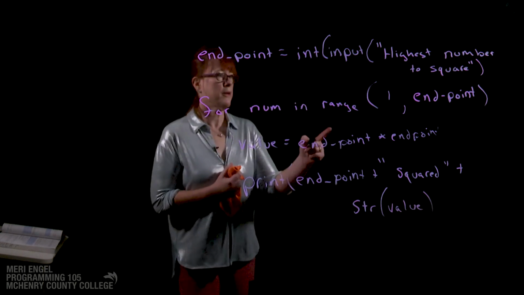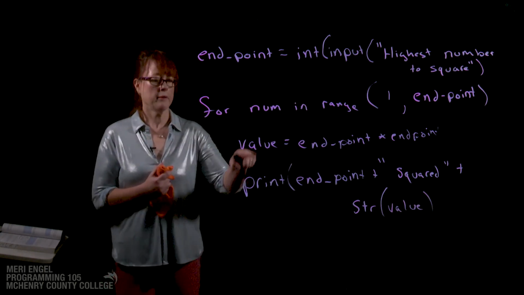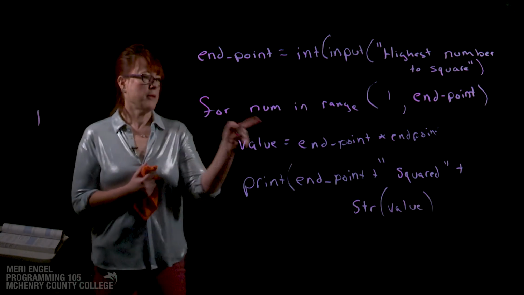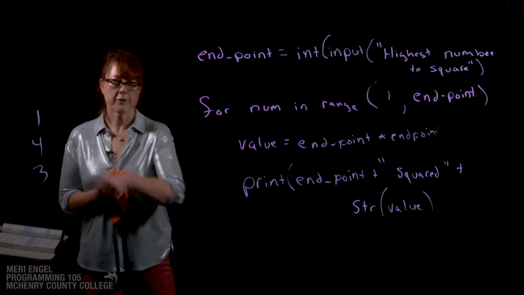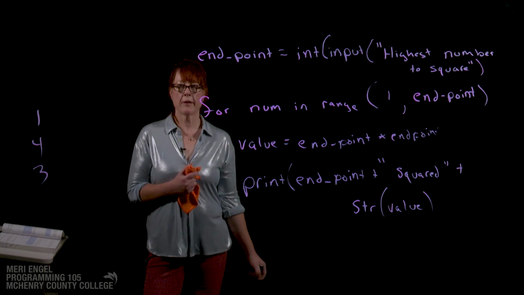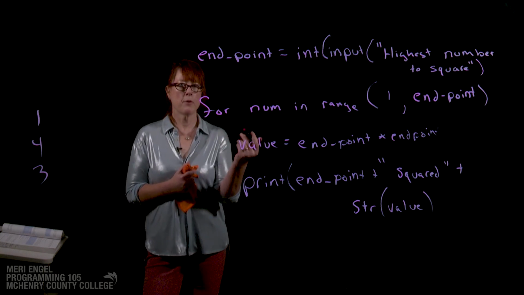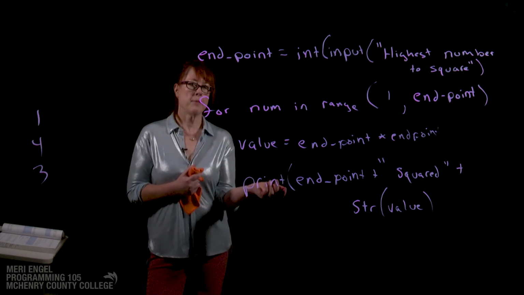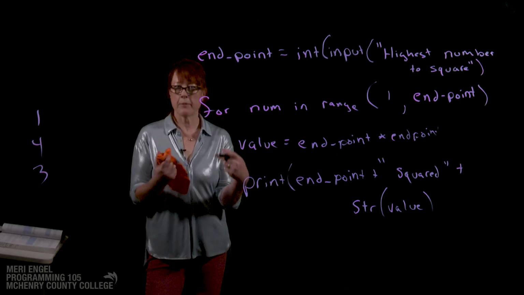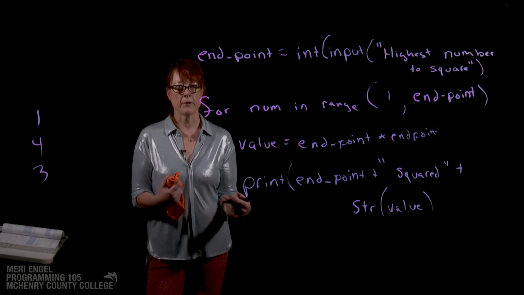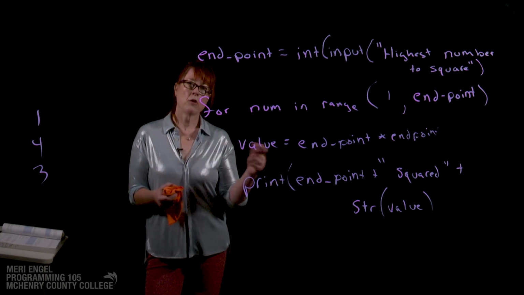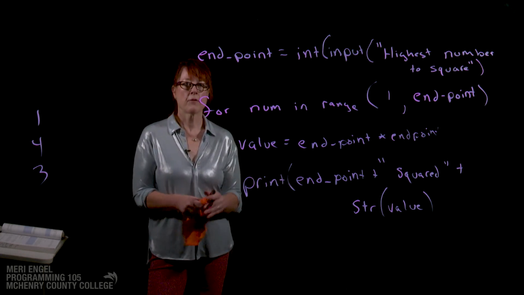And the way that would work if we start with 1, well, 1 times 1 is 1, 2 times 2 is 4, 3 times 3 is 9, and so forth. And we would keep going to whatever point the endpoint was that the user put in. If they put in 99, we'll go up to 99. If they put in 2, we'll go up to 2. So we can use user input to define how long our count is for that sort of loop.